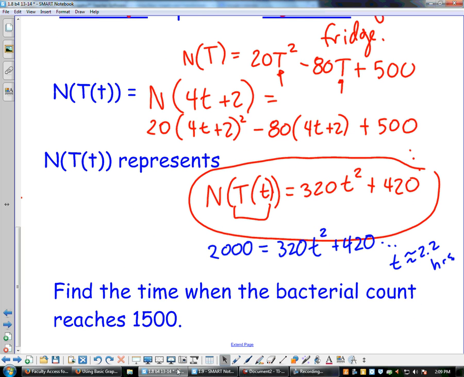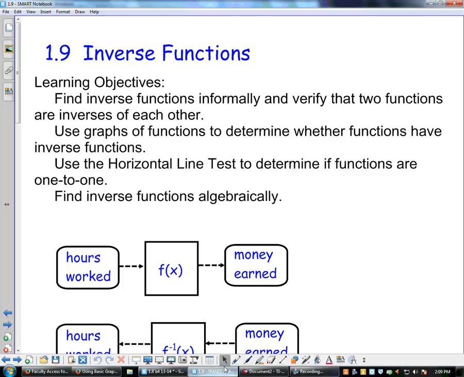Okay, so at this point, we're going to take a look at some things from section 1.9.